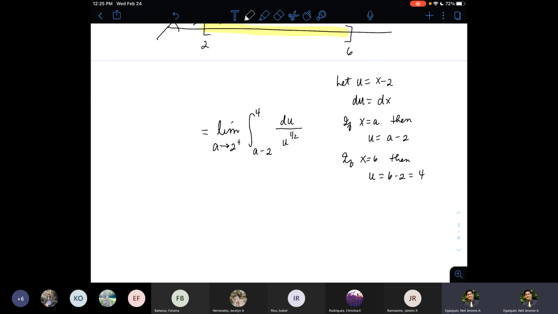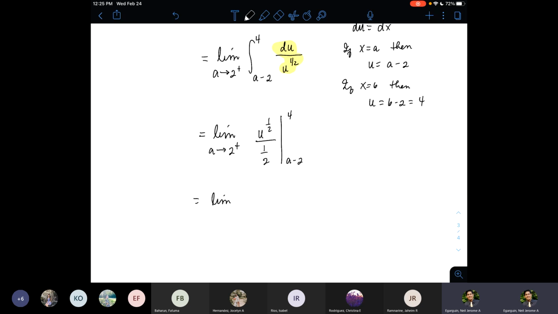Okay, and then we can evaluate the integral now. So this would be the limit of, remember, this is basically u to the negative 1/2 du. So the integral would be u to the 1/2 all over 1/2 evaluated from a minus 2 to 4, and then we take the limit as a approaches 2 from the right. Okay.